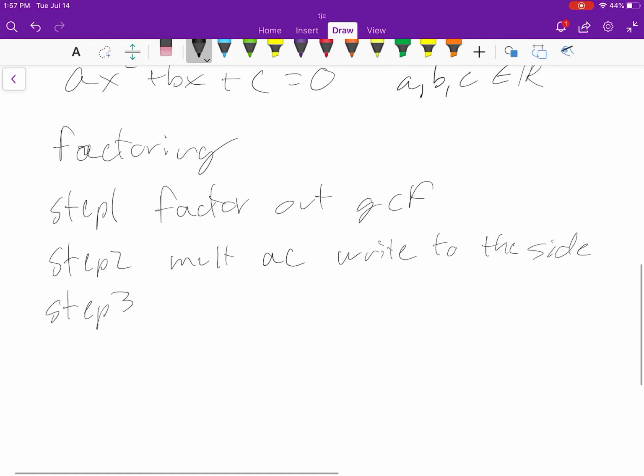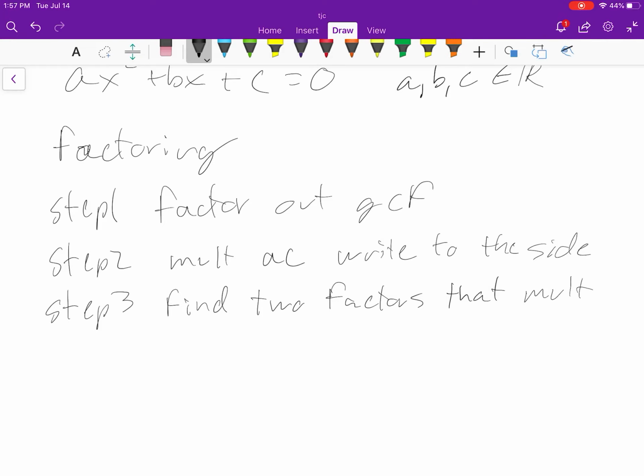Step three is to find two factors that, when multiplied, add up to equal b. Now, these factors add up is generic. It could be add or subtract to equal b, depending on your conditions.